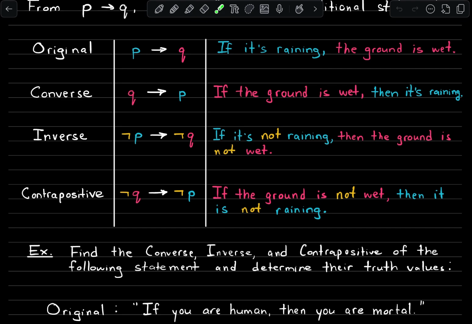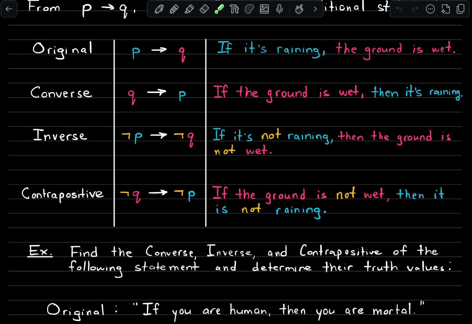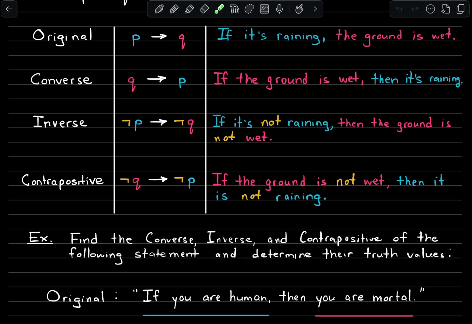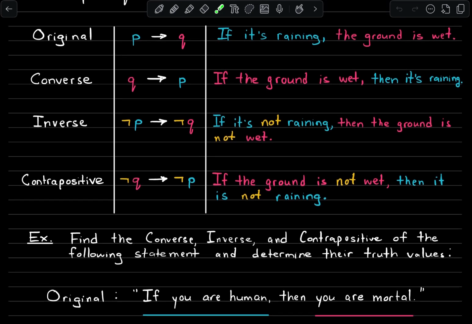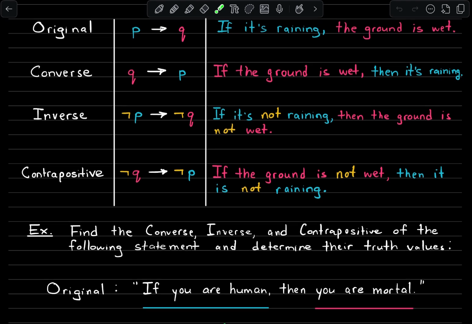Okay, so here, human, this is our, say, P to start off with. This is our original antecedent. Mortality is Q. That's our consequent to begin with. Okay, so I've got them in blue and red here. Then if we're looking at the converse, well, we know that the converse involves flipping these two. So this one is going to have to come first. This one's going to have to go afterwards. So this one should read, if you are mortal, then you are human.